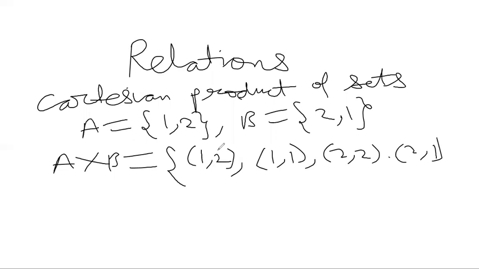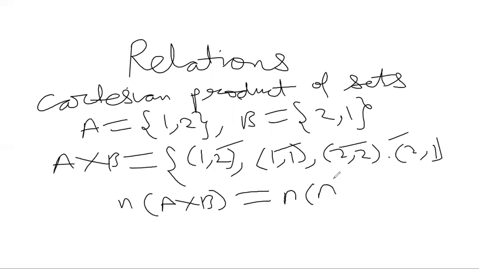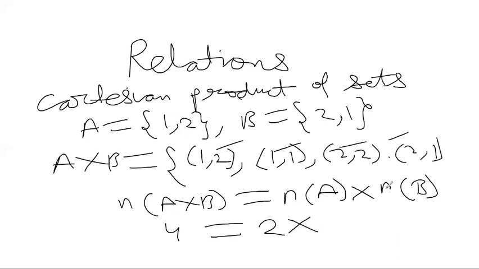Then how many elements are there? 1, 2, 3, 4. There are 4 elements. How do we check it? The number of elements in A cross B is equal to number of elements in A into number of elements in B. How many elements in A cross B are there? 4. And how many elements in A are there? 2, 1 and 2. There are 2 elements. How many elements in B are there? 2. 2 2s are 4. So 4 is equal to 4. I think this is clear to you. And this is called Cartesian product of sets. Now let us move further.